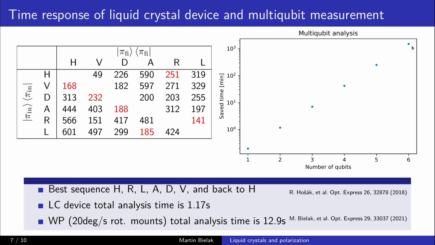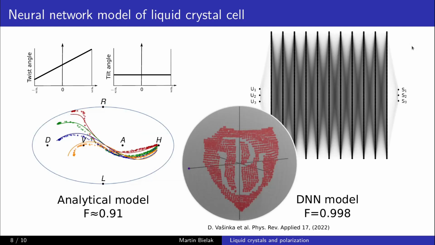For all of these tasks, it would be beneficial to have a precise model of the liquid crystal device to predict the voltages for target projections easily. However, the analytical model assumes that the tilt and twist angles are constant through the whole cell. Nevertheless, in the actual cell, they vary. This limits the accuracy of this analytical model roughly to a fidelity of 91% for a single cell pass. Moreover, this model can't be inverted and it predicts only the output polarization for the applied voltage.